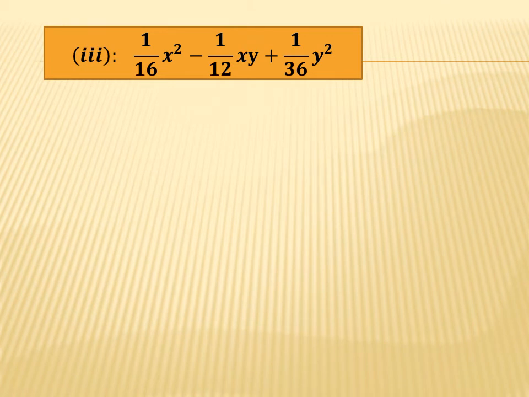Now the third part. In the third part we are having the fractions. We are having three fractions in the first, second and third place. So first of all, again look if the first and the last digits are perfect squares or not. 1 is a perfect square of 1, 16 is the square of 4, x squared is the square of x. So the first digit can be converted to the square form. Now come to the last fraction. 1 is the square of 1, 36 is the square of 6, y squared is the square of y. It means we can convert our first fraction and our last fraction to the square form.